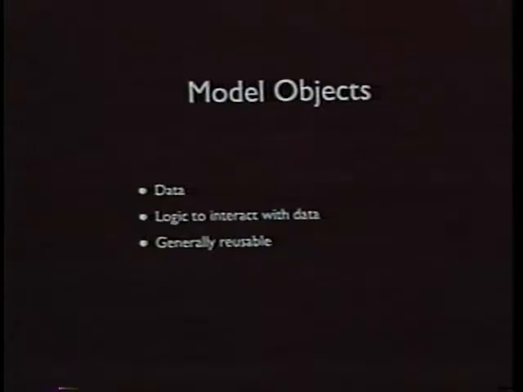What's interesting about model objects is they tend to be reusable, and that's because it's just data and functions. So if you create a model object that represents a person, a dog, a book, a catalog of books, you can probably take that from one application and move it into another application fairly easily.